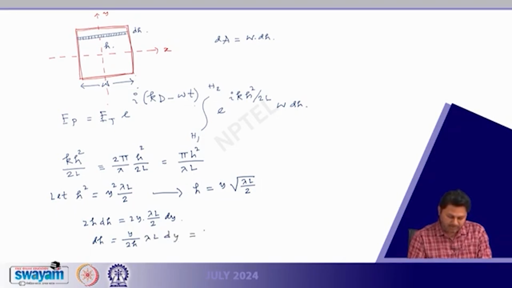which is y divided by 2 of y, because now h I replace from this value, then I have root over of 2, then root over of lambda L, and then we have 1 lambda L here with dy.